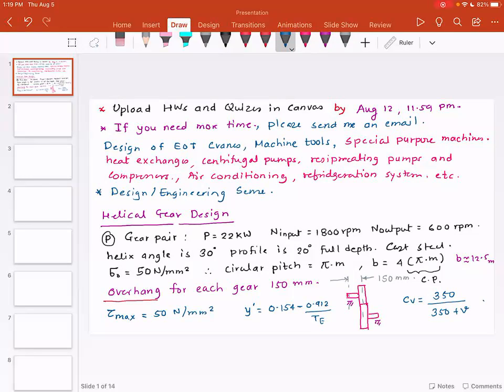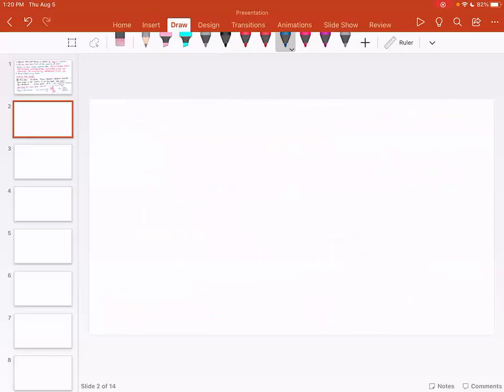Now, first and foremost, let me ask you this. Since the gear and the pinion are made of the same material, what should be designed? In other words, whether the gear is weaker or the pinion is weaker, what should we design? Looking at the chat window, just tell me what we should design.